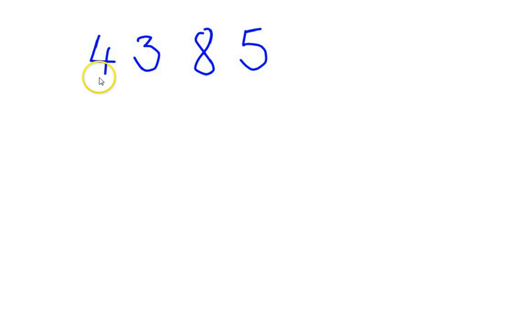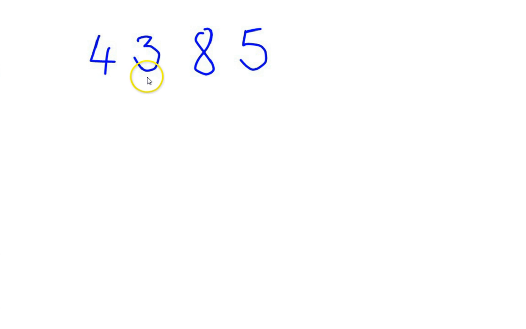So up here I've got a number, 4,385. Now, the first significant figure is the first digit that is not a 0, reading from the left. So we're looking for the first digit that is not the 0 reading from the left, and it will obviously have a higher value than the other digits to the right of it. So here, our first most significant figure is the 4. That represents the number of thousands.